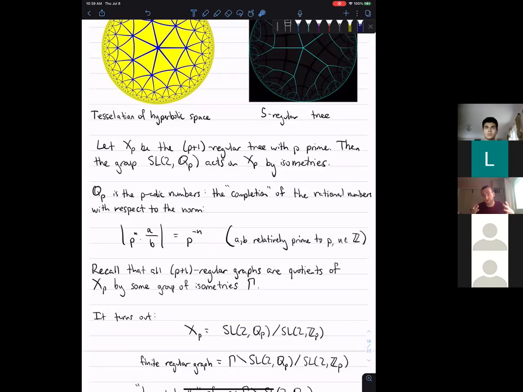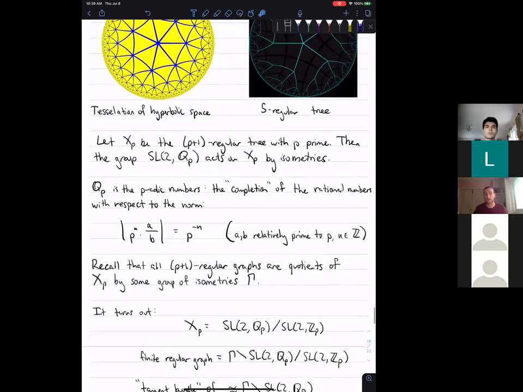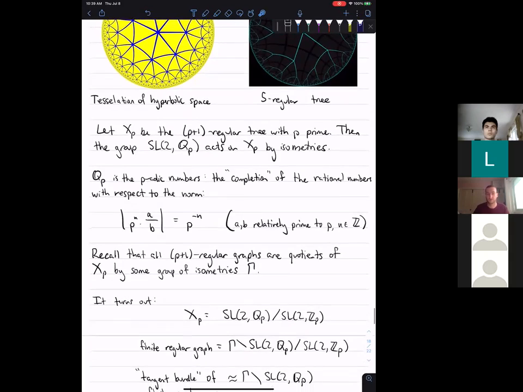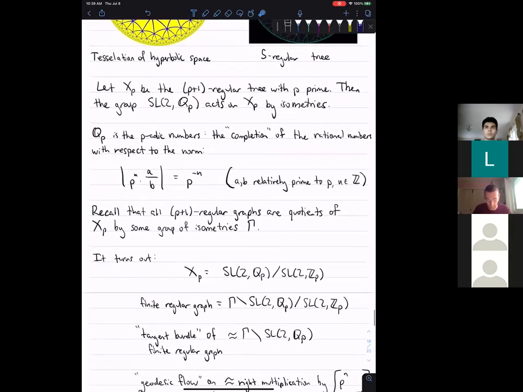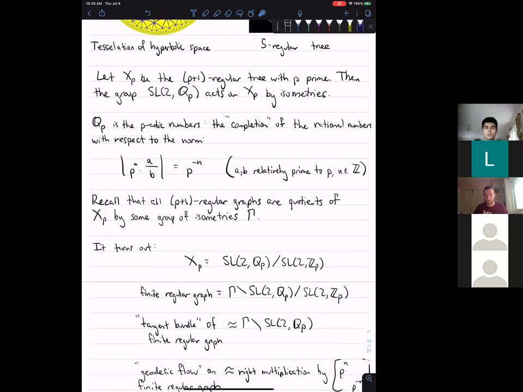These numbers form a field. So that means that you can add, subtract, multiply, divide, and you can form matrices with entries in this field. And again, you can ask, is the determinant of this matrix 1? So again, you'll get this group, SL2(Qp), the 2x2 matrices with entries in the p-adics whose determinant is 1. And it turns out that SL2(Qp) acts on the p+1 regular tree, just like SL2(R) acted on hyperbolic space. And again, similarly to before, we know that all p+1 regular graphs are quotients of the p+1 regular tree by some group of isometries gamma.